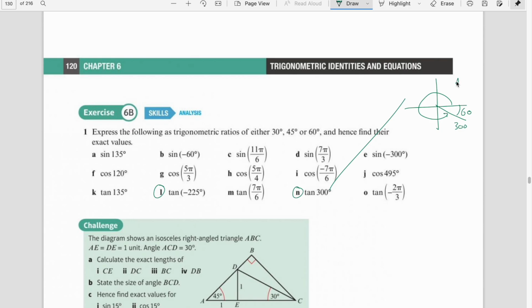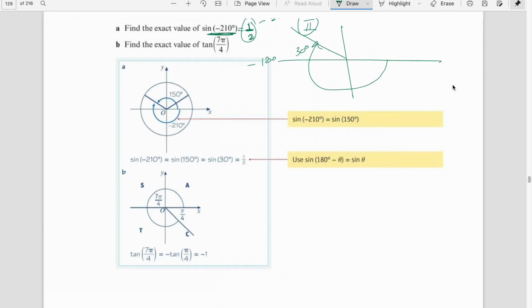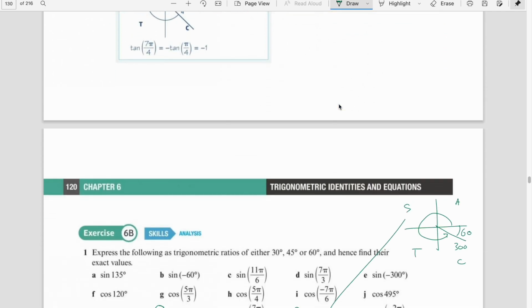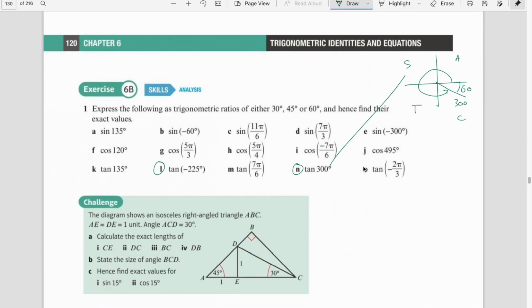So I know, I'm going to check tan 60. In the first triangle, tan 60 is square root 3 by 1. That is square root 3. So for tan 60 and tan 300, I'm writing square root 3. But I know that is in the fourth quadrant, so I need to put a negative sign. So tan 300 is actually negative square root 3.